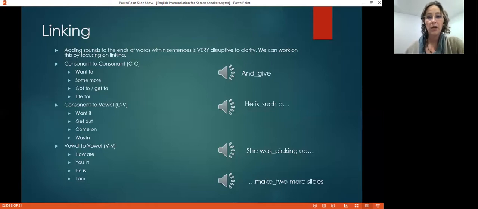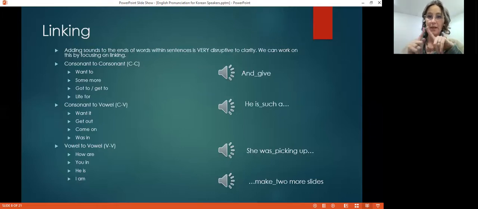Okay, another way that we connect or link is consonants into vowels. When one word ends in a consonant and the next word starts with a vowel, again, think about pushing that ending consonant onto the next word. So it's not "want it," it's "want it, want it." They really mush together or blend together. It's not "get out," it's "get out, get out." Come on, was in.